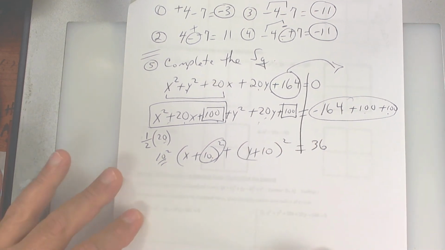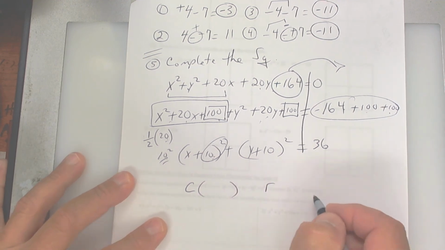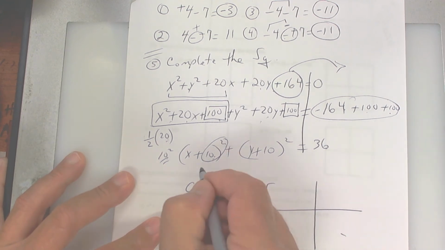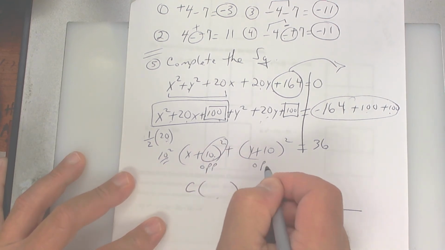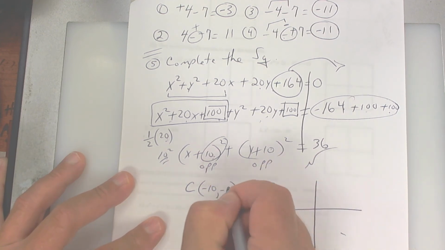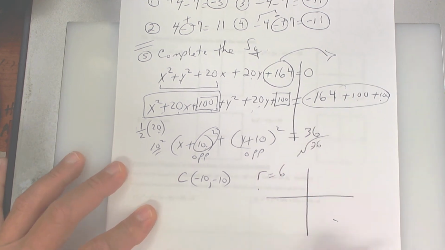So today I want you to get the center, and I want you to get the radius, and I want you to graph it. Center, radius, and graph it. So it's opposite, opposite, square root. So it's going to be a negative 10, a negative 10, and then the square root of 36 is 6. So the radius is 6.